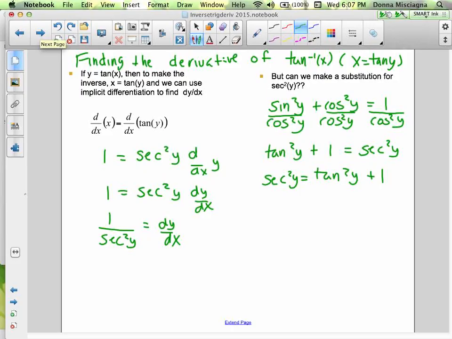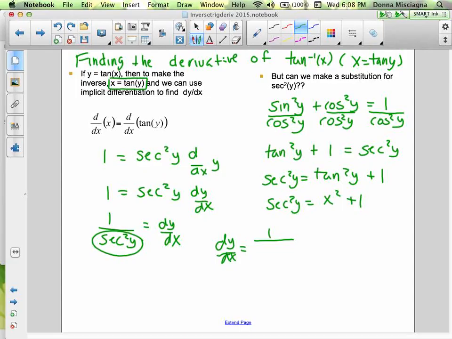But I know something. I know that x equals tangent y. If x equals tangent y, then conversely, tangent y equals x. So I'm going to replace that tangent y with an x. So now I have secant squared y equals, and since that's tangent squared, it's going to be x squared plus 1. And now I can replace the secant squared y with x squared plus 1. So that means that dy dx equals 1 over x squared plus 1.